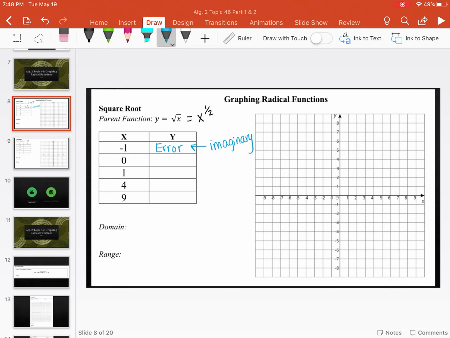However, if we plug in the square root of 0, that gives us 0. Square root of 1 is 1. The square root of 4 is 2. And the square root of 9 is 3. Now that we have these points in our table, we can plot them on our graph. Notice how my graph only deals with positive numbers. There are no negatives to be found.